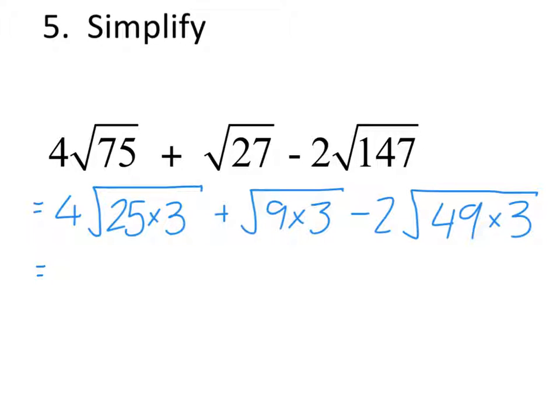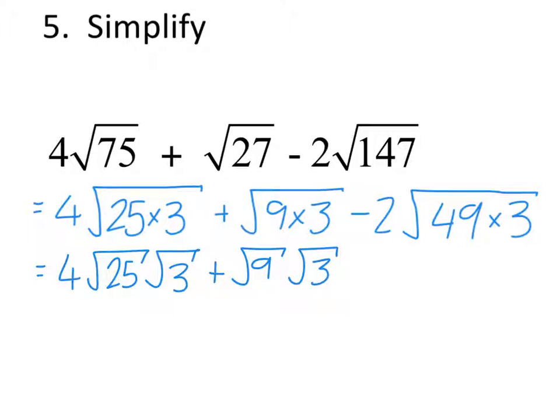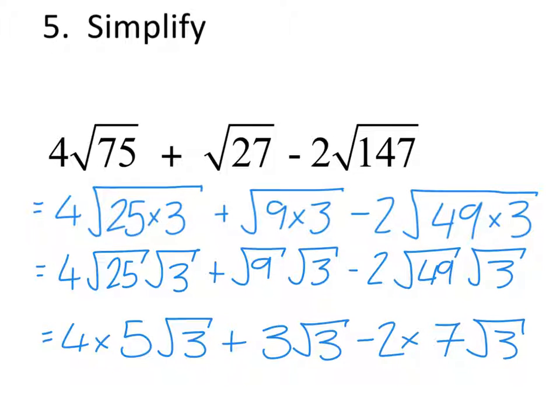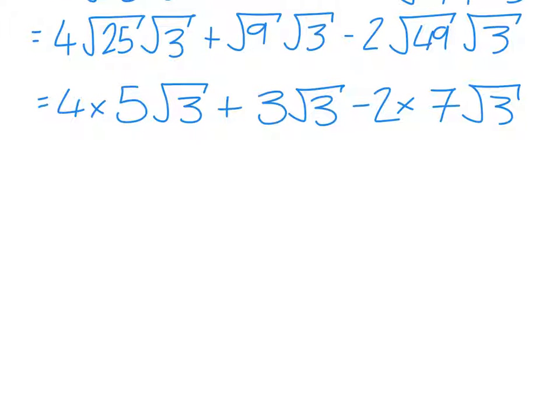So we'll then split them into separate roots. So we have 4, and then root 25, root 3, plus root 9, root 3, take away 2, root 49, root 3. So that then gives us 4 times the square root of 25, which is 5, root 3, plus the square root of 9, which is 3, root 3, take away 2 times the square root of 49, which is 7, root 3. So move this up a little bit, give us a bit more space.